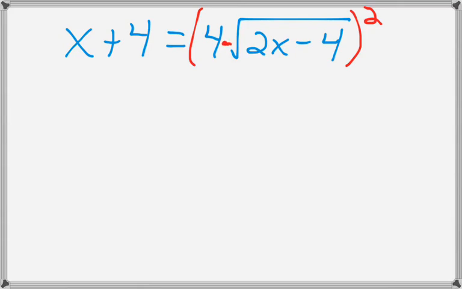Squaring behaves nicely with multiplication. And what I mean by that is you can square each factor and multiply them together and get the same result. That's not true of squaring a sum. If you take a plus b and square it, you don't get the same thing as squaring a, squaring b, and then adding them together. But for multiplication it does work. So we can square the 4 and we can square the radical here, since it's multiplication in between.